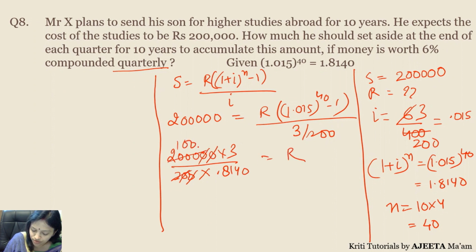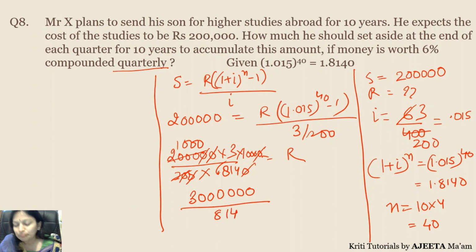So we get 1000 here. If I remove 4 zeros, I'll have to add 4 zeros here, right? Decimals. So we get here 1 zero cut, 3000 and 3 more zeros. So we have to divide basically 30 lakh by 814, right? So that is the important point here. Clear? So now let's move on with that.